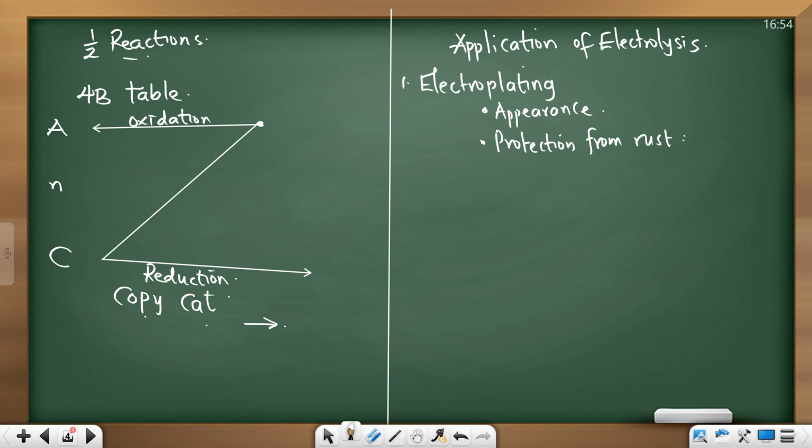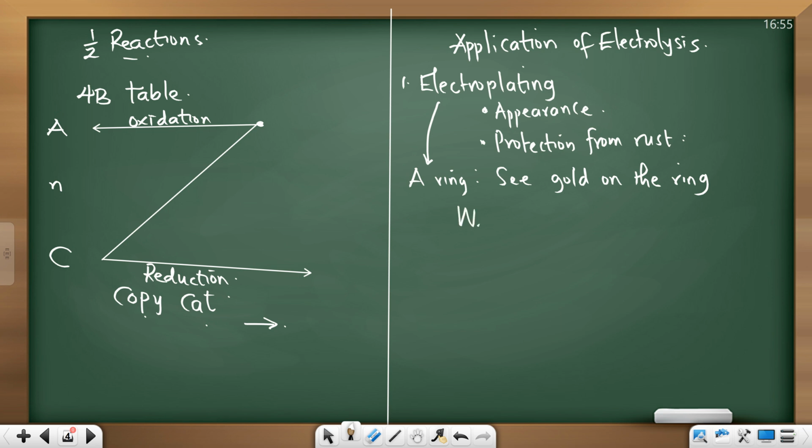Number two, protect from what? Rust. But here's the thing. I want you to think about this, guys. If I want to electroplate a ring or a key, for example, what am I saying? I want to see gold on the ring, right? That's what it means to electroplate a ring. So the ring is not gold, but I want to see gold.